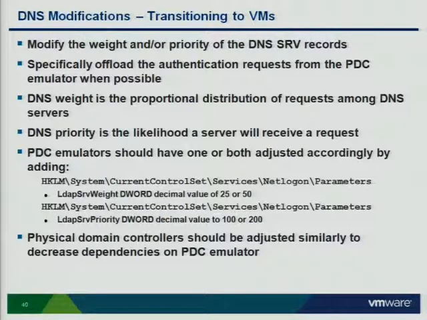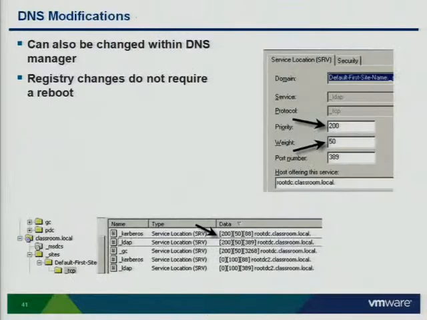Now, you do this certainly for the PDC emulator, but you also start doing this as you want to wean everybody off the physical boxes and redirect them over to the virtual machines. It's a way to stop sending logon requests to the physical servers so you can ultimately decommission. You can do this through the DNS manager. It's fairly easy. You just go in there and change the weight and priority for whatever domain controllers you're trying to do this with. Does that make sense? And away you go.